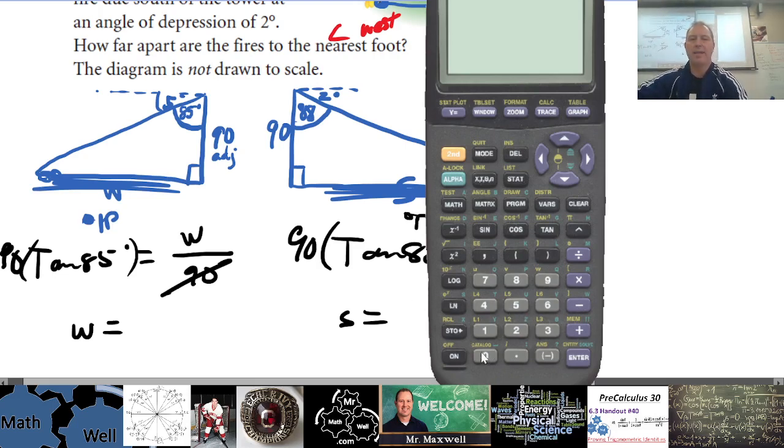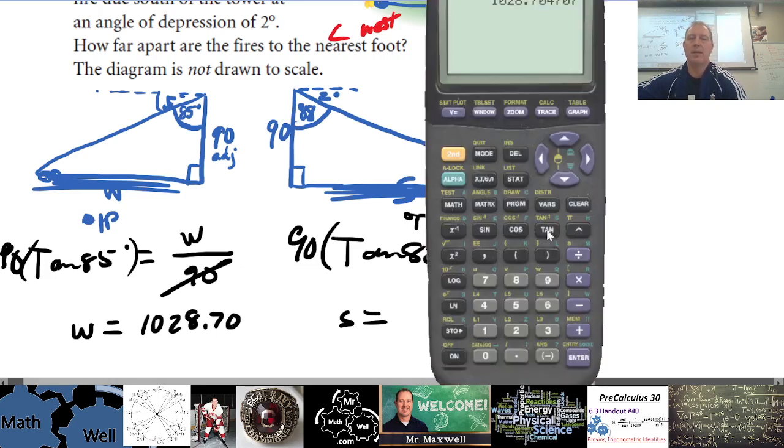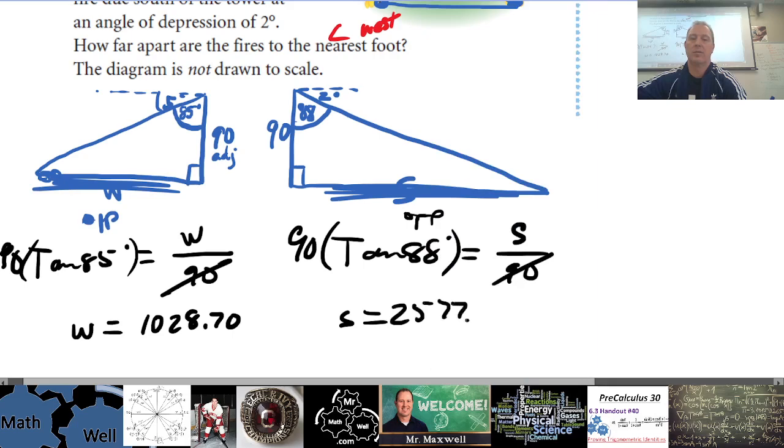So let's do that. 90 times tan of 85 is 1028.7, so over 1,000, what is that, meters? We're talking meters? Feet. So 1028.70. And S is going to be then 90 tan 88. It should be longer, let's see. Oh, it is. 2577.26. Okay. Everyone with me here so far? You got this?